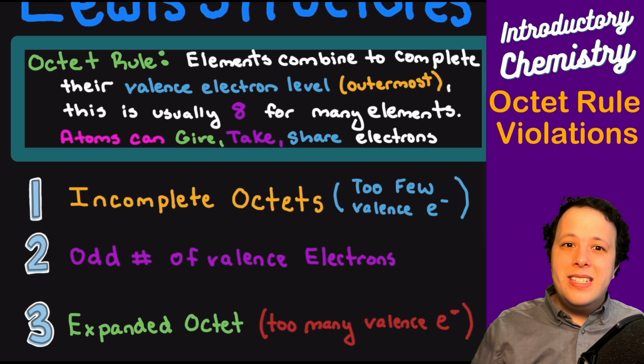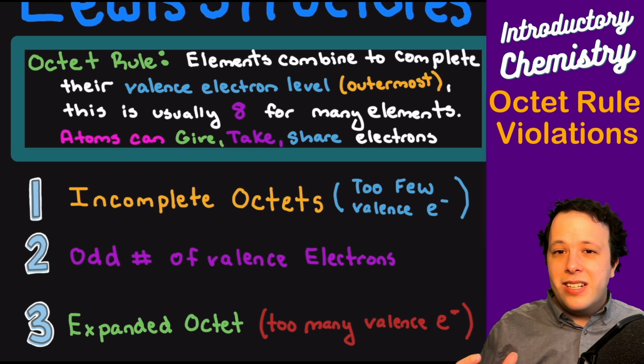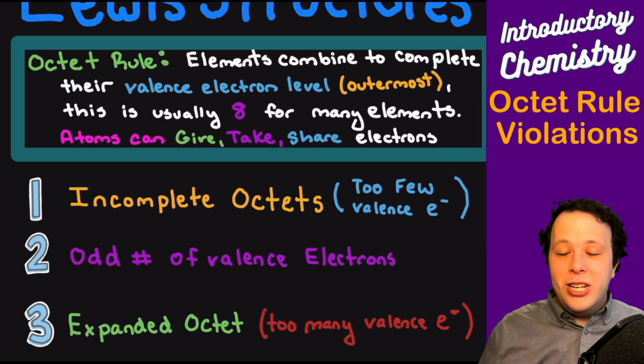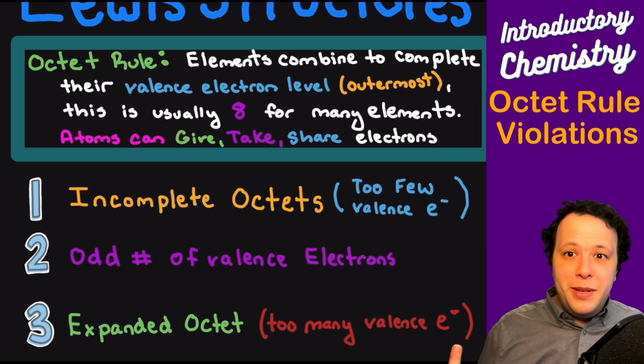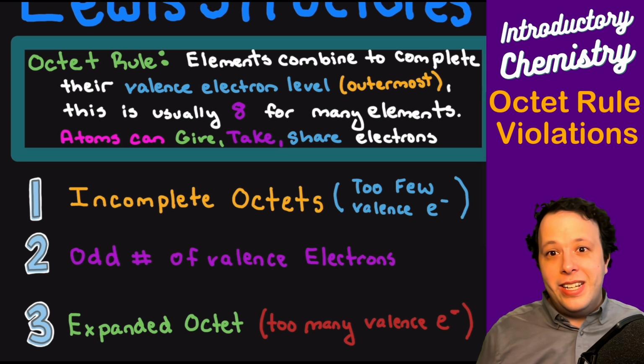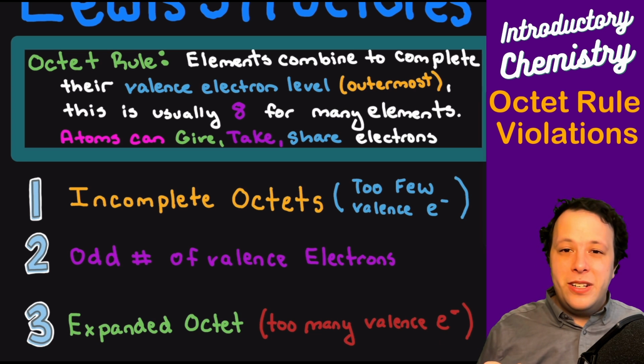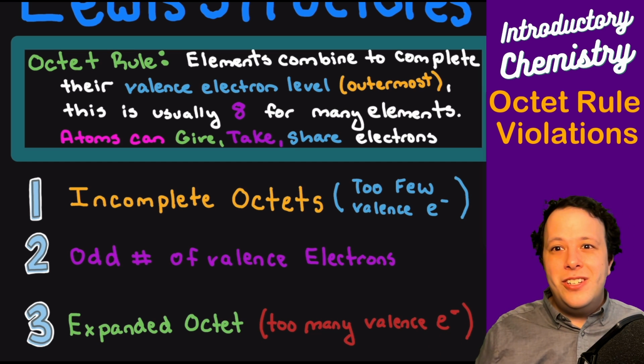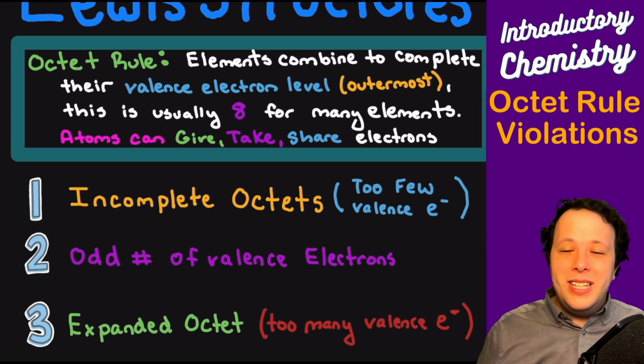So number 3 is the expanded octet, which is when you have too many valence electrons. And essentially, as a result, you can make many different bonds, or you can have very unique molecular shapes that are being formed. This is the most common one that's seen in general chemistry. It's given as examples, especially when you're learning about valence shell electron pair repulsion theory, or VSEPR, to be able to pick out shapes.